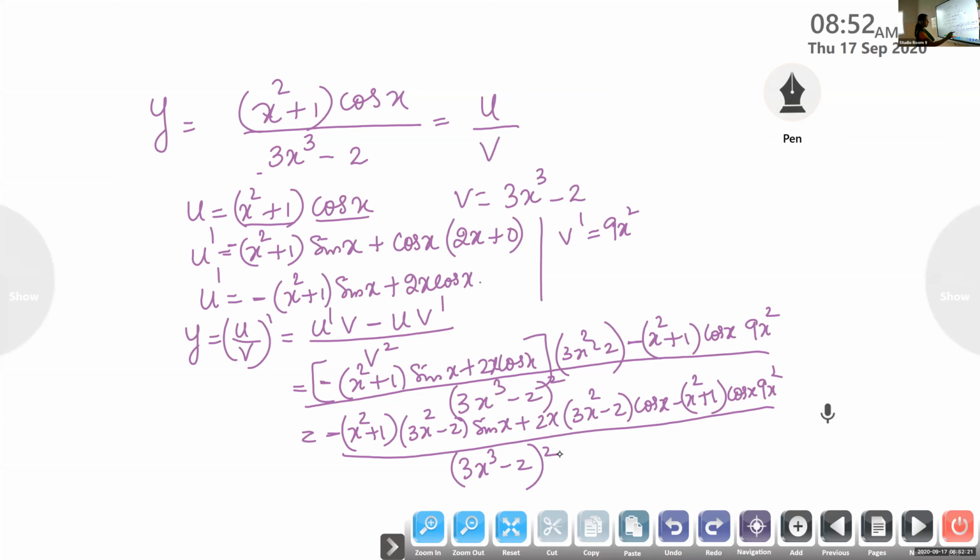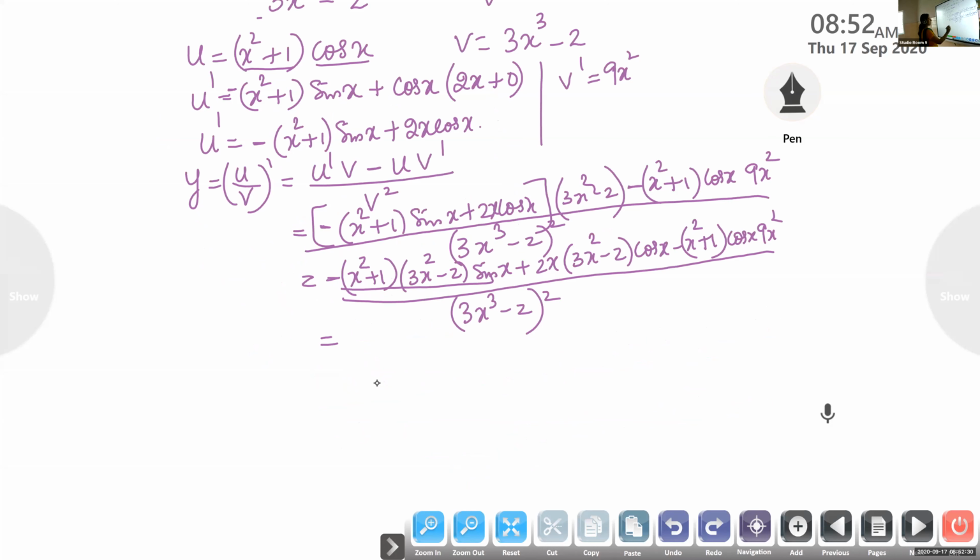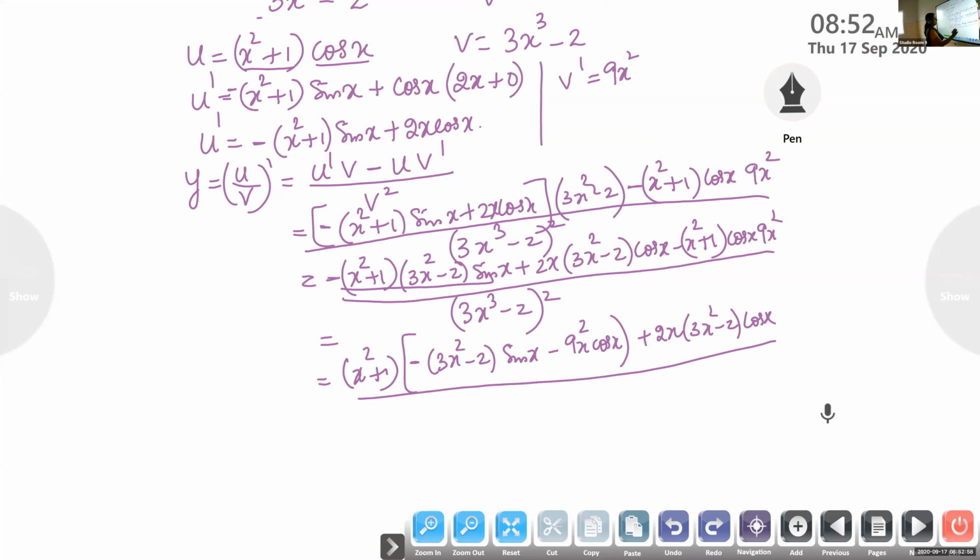Now, from the first term and the last term, we can take x square plus 1 as common. If you take x square plus 1 as common, the left out is minus of 3x square minus 2 into sin x minus 9x square into cos x, plus 2x into 3x square minus 2 into cos x, by 3x cube minus 2 the whole square.